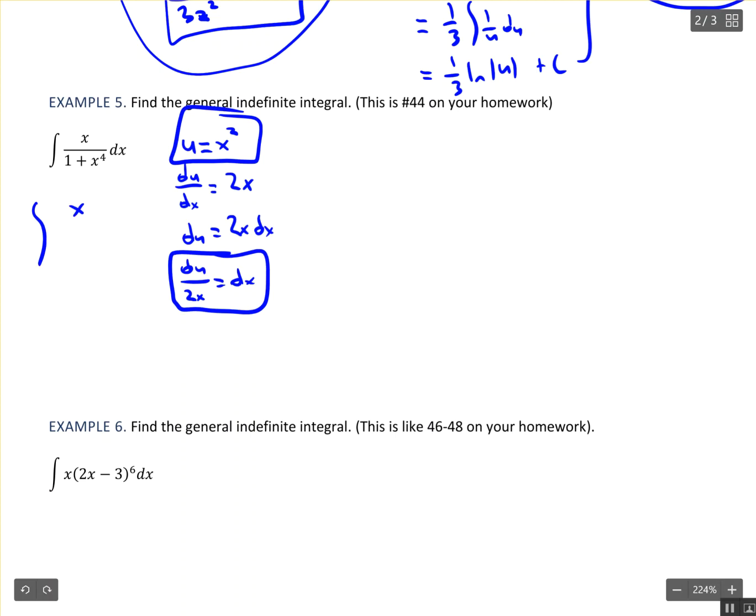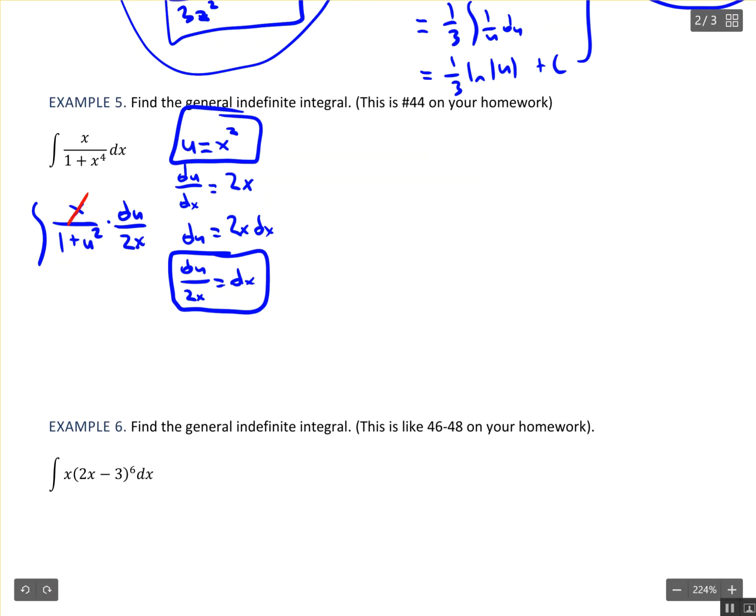So I have x over. Now, x to the 4th is x squared squared. So if I substitute in x squared for u, this becomes a u squared, right? Because x squared squared gets me x to the 4th. Now dx is, not 2u, sorry, du over 2x.